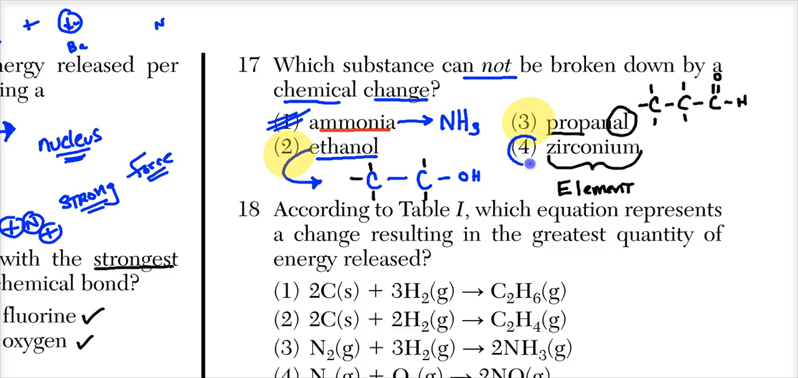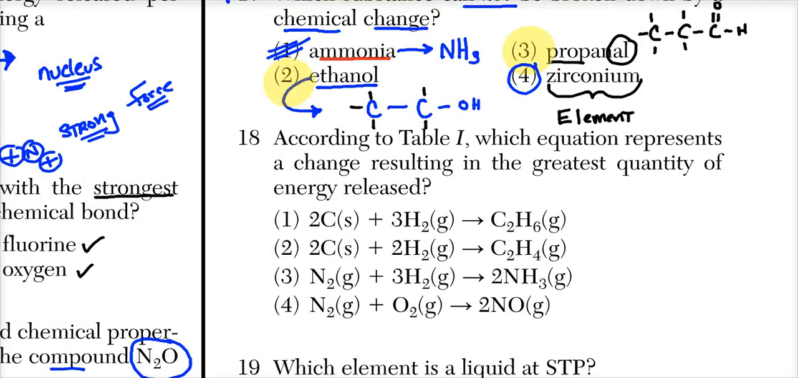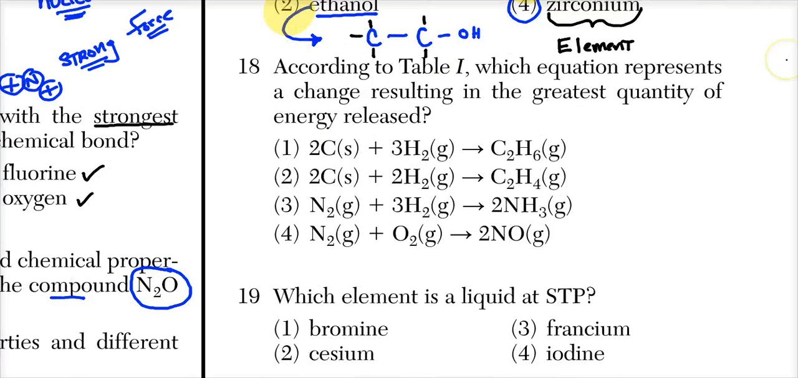Choice 4 for number 17, the only element which cannot be broken down. It's the simplest form of matter. Okay, number 18. According to table I, and so they're pointing us somewhere, which equation represents a change resulting in the greatest quantity of energy released?